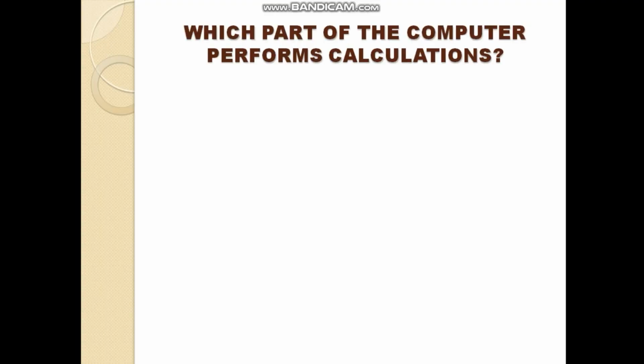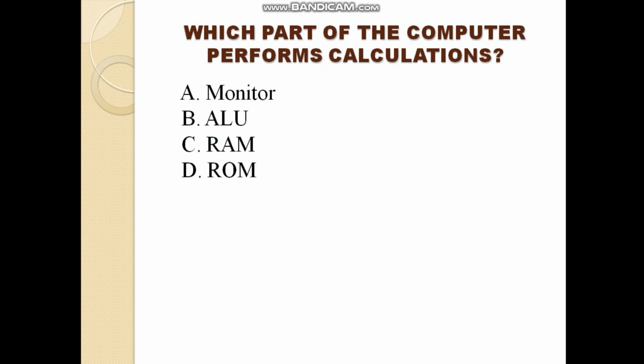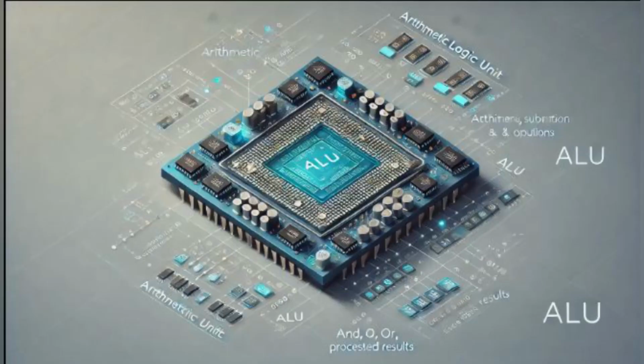Which part of the computer performs calculations? A. Monitor. B. ALU. C. RAM. D. ROM. Answer: B. ALU. The arithmetic logic unit, ALU, performs all arithmetic and logic operations in the CPU.